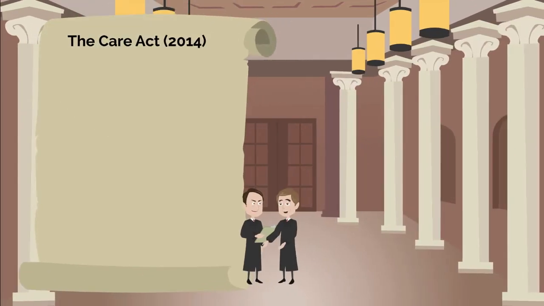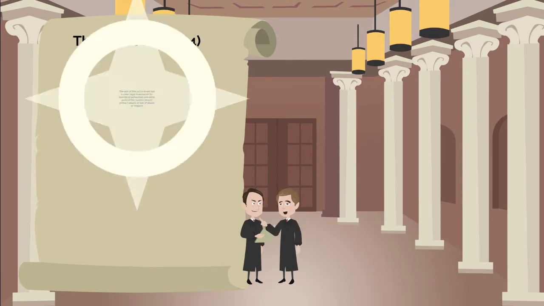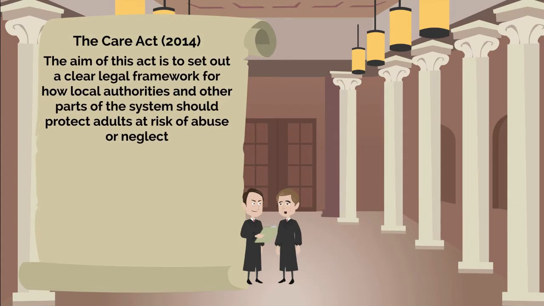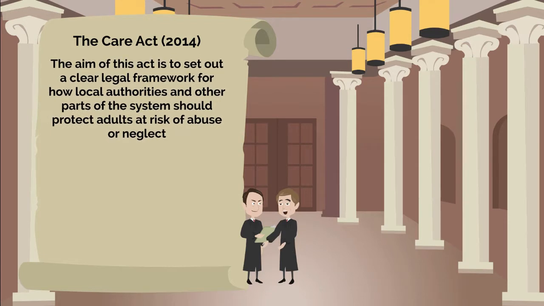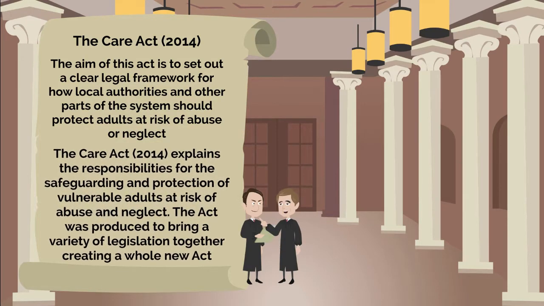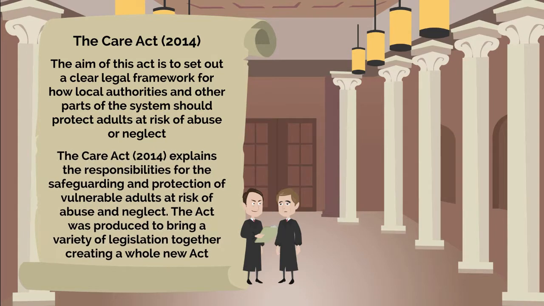The Care Act 2014. The aim of this Act is to set out a clear legal framework for how local authorities and other parts of the system should protect adults at risk of abuse or neglect. The Care Act 2014 explains the responsibilities for the safeguarding and protection of vulnerable adults at risk of abuse and neglect.